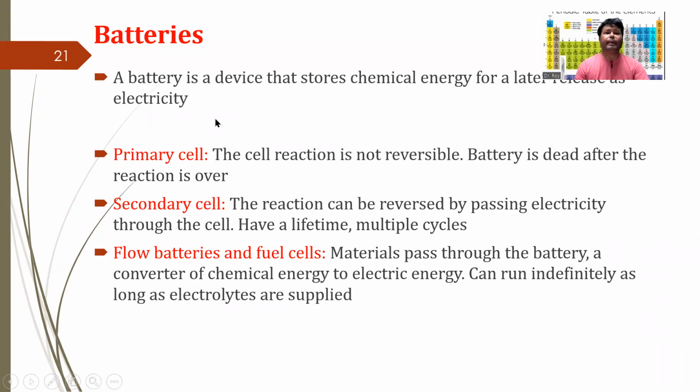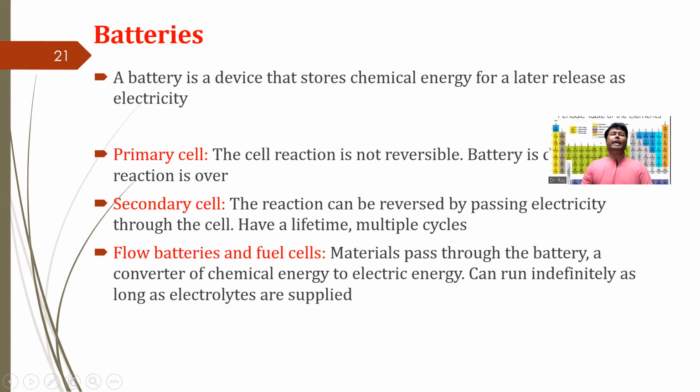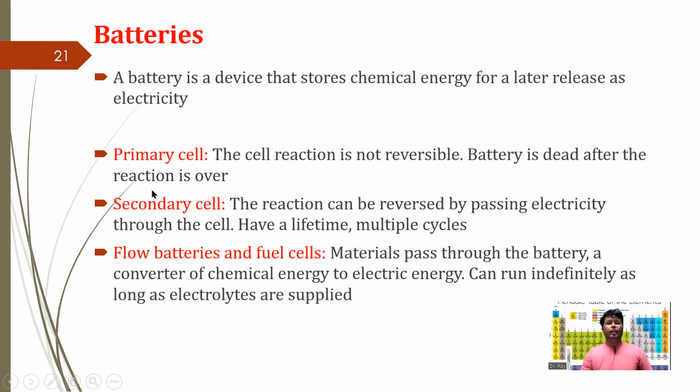And a battery is a device that stores chemical energy for later release as electricity. Already mentioned. So in a primary cell, the cell reaction is not reversible. That means this type of cell can be used only one time. The dry cell that we normally use in Bangladesh, some Olympic battery or Sunlight battery, can be used only one time. It is not rechargeable. So that is a primary cell.